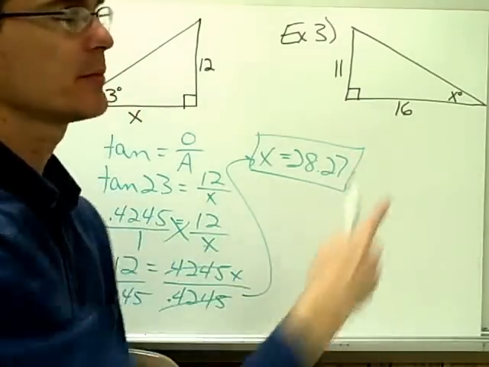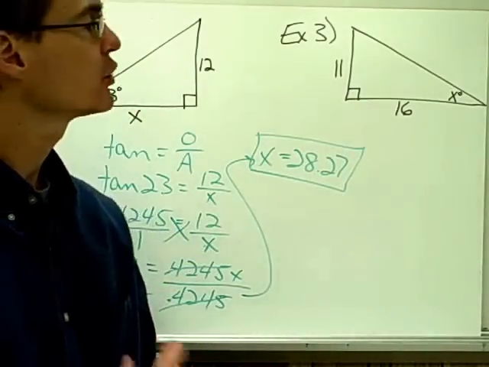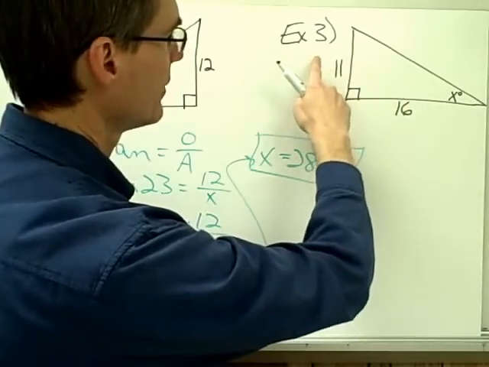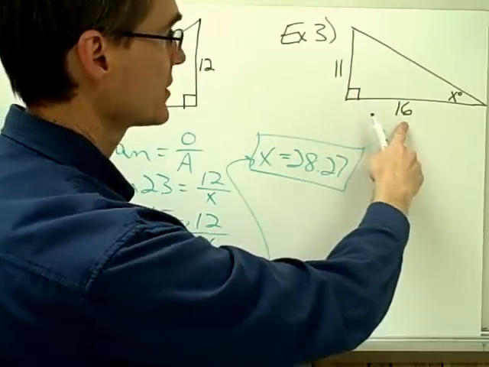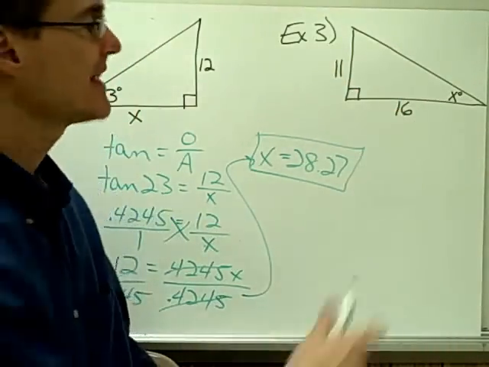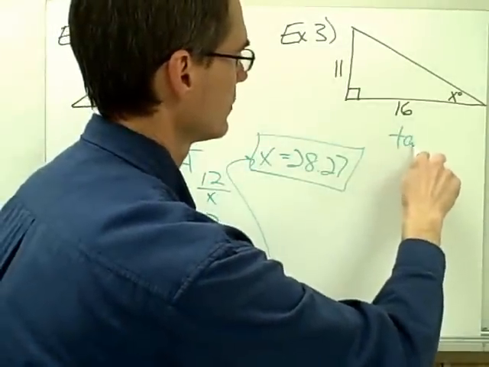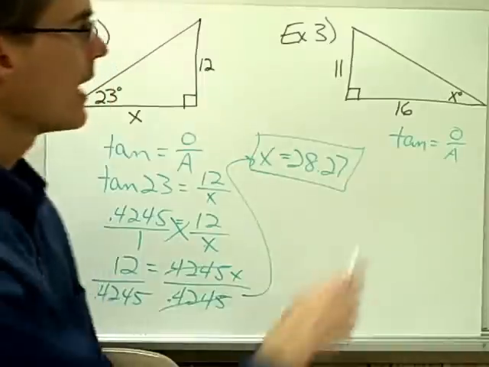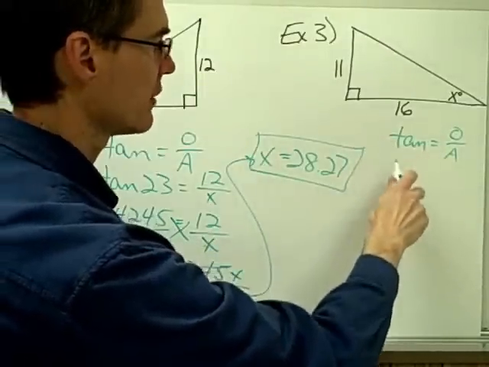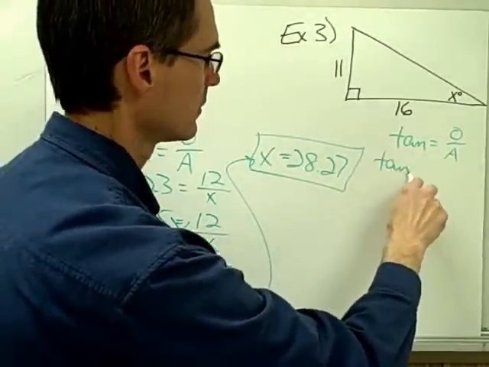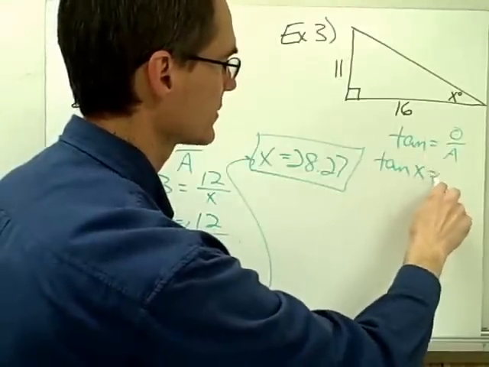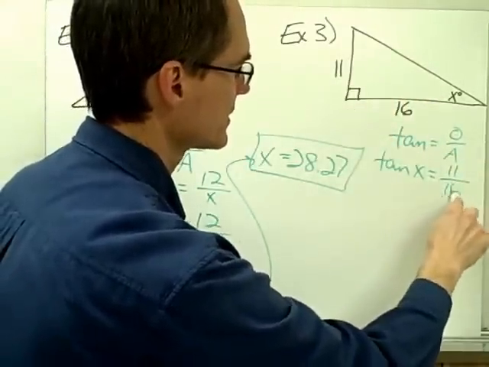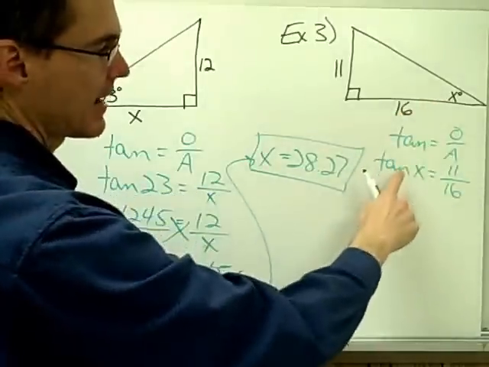I set up this problem the same way using one of my trig ratios, so I have to decide which one. So for this angle, I have opposite and adjacent. So again, I'm going to use my tangent ratio. Tangent is opposite over adjacent. I need to fill in my values here. Tangent of what angle? Angle is x. Opposite is 11. Adjacent is 16. Now, I have my problem set up.